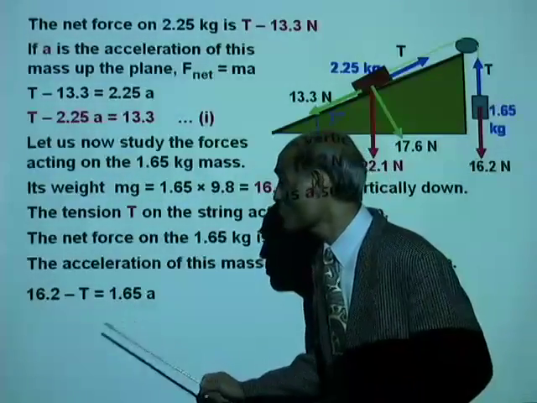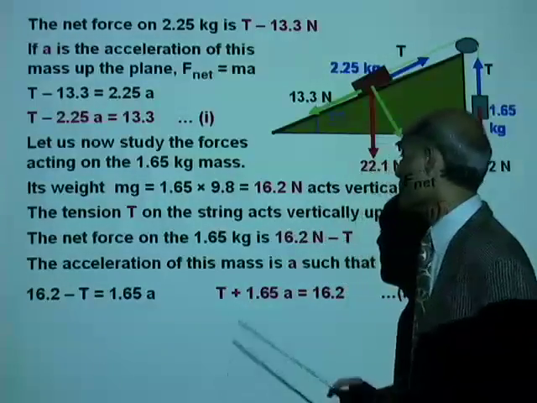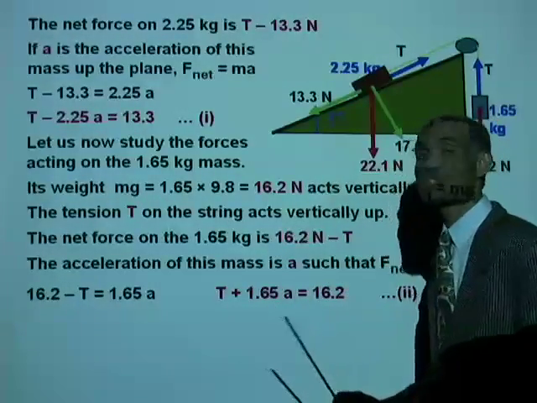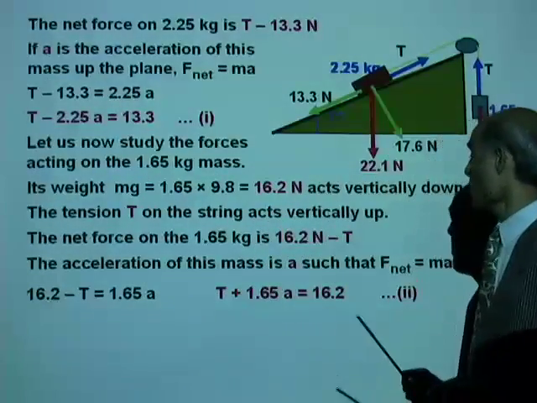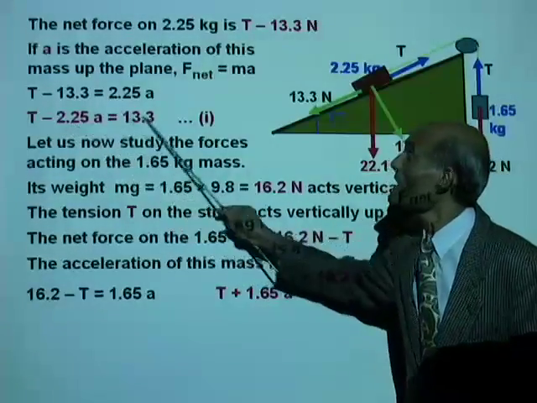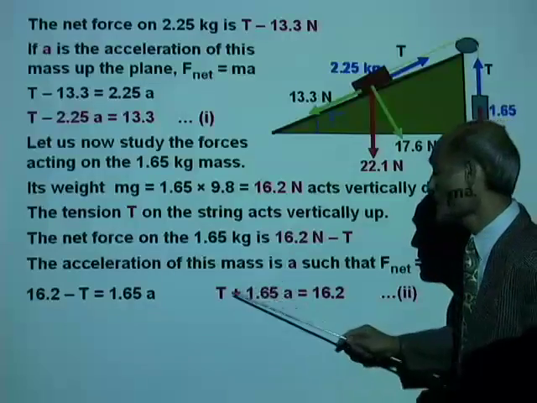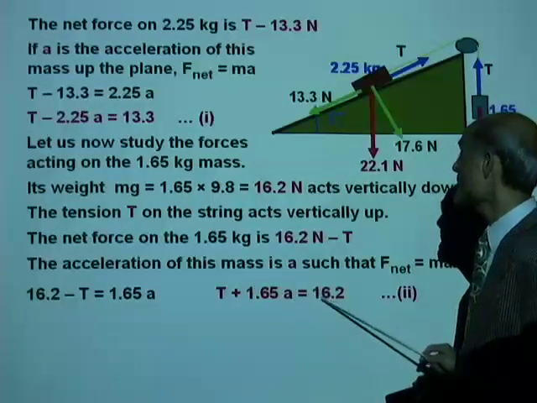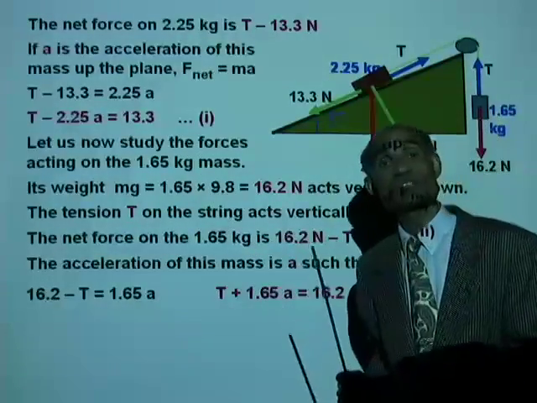Rewrite that equation, what will it look like? It will be T plus 1.65A equal to 16.2. Just move the negative T to the right, and there you are. And you have two equations. T minus 2.25A is 13.3, and T plus 1.65A is 16.2. You can now solve these equations.